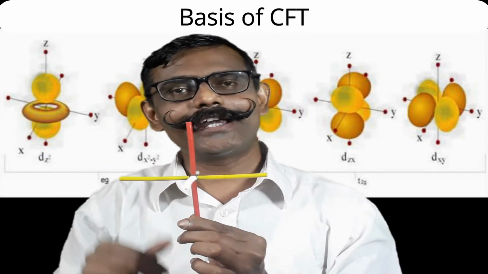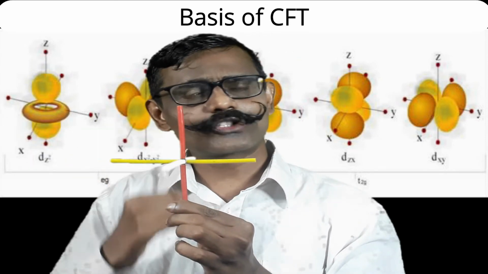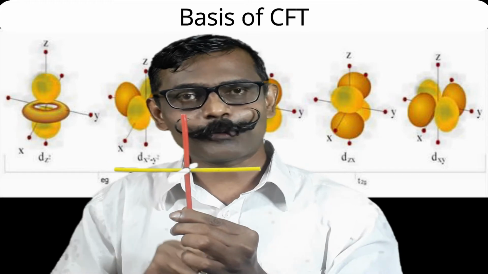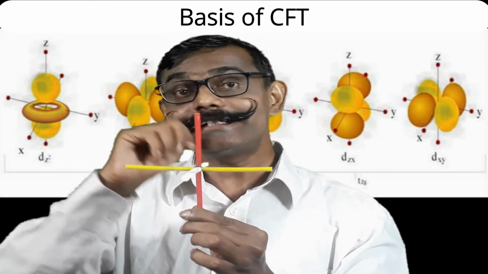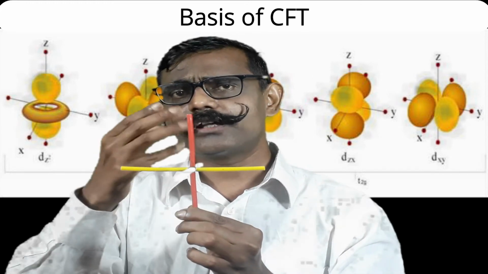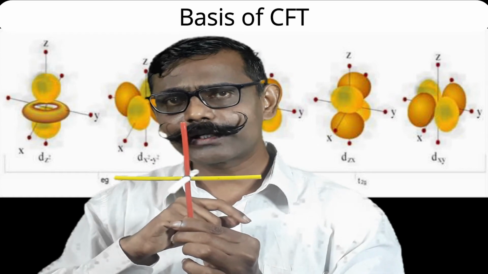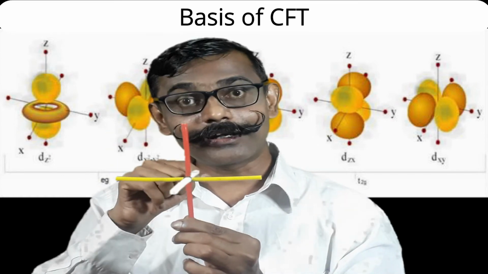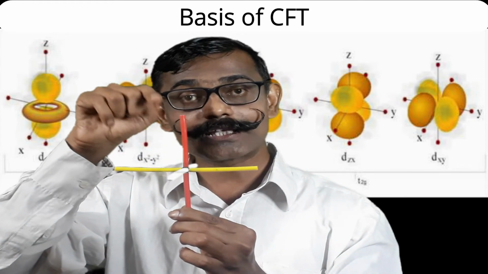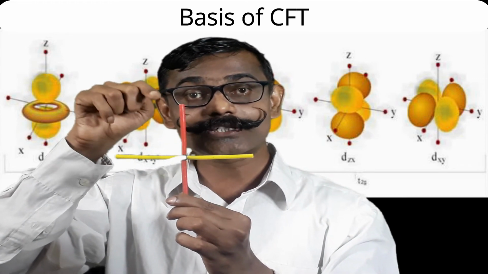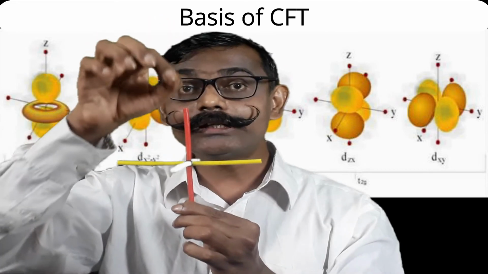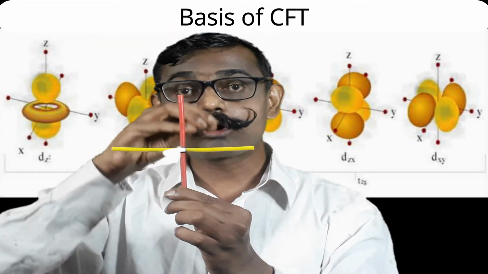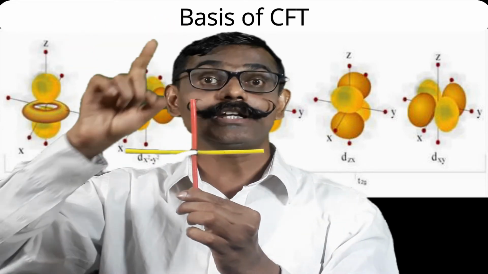Actually, dxy, dyz, dxz, three kinds of orbitals are there, three pairs are possible. Likewise, as dx square minus y square is there, there should be dz square minus y square and dz square minus x square, but those are not there. The combination of dz square minus y square and dz square minus x square is actually our dz square orbital. The other component we are not mentioning, but it is there.